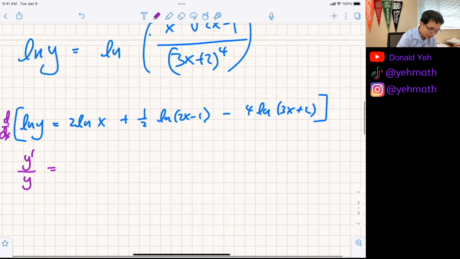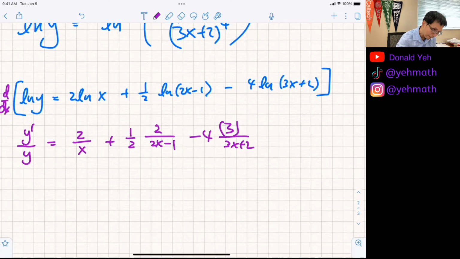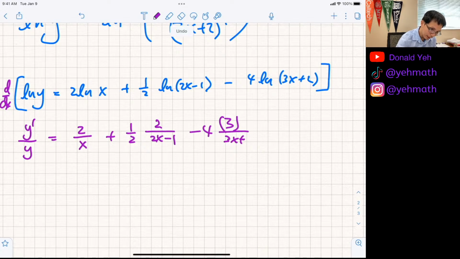Okay, so now I take a derivative. Now derivative of natural log of y is y prime over y. And that's gonna be 2 over x plus 1/2 times 2 over 2x minus 1 minus 4 times 3 over 3x plus 2. And then the 2 cancels out.